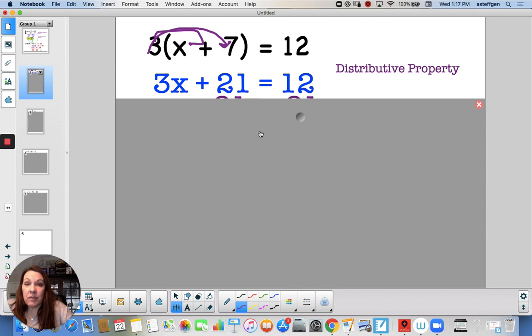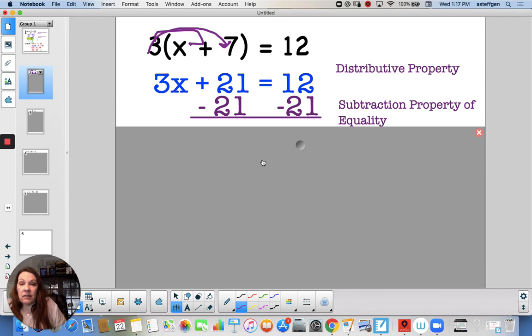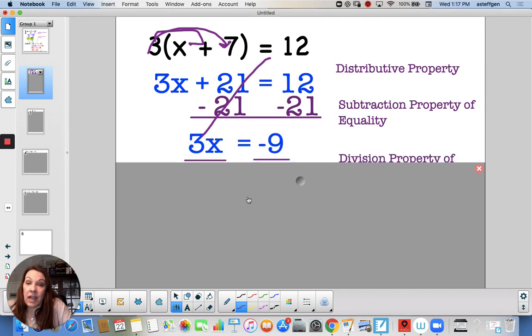I'm at a 2-step equation, so I'm going to get rid of my plus 21. I'm going to use my subtraction property of equality to get rid of my plus 21. Now on my left-hand side, my 21s are going to cancel. On the right-hand side, 12 plus negative 21 gives me negative 9. So I'm left with 3x equals negative 9.